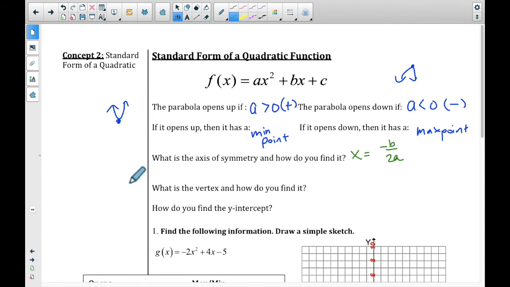Remember, the axis of symmetry is the line that cuts it in half. So it's the line that divides that parabola in half. That is your axis of symmetry. How do you find it? Negative b over 2a. We will do some examples.